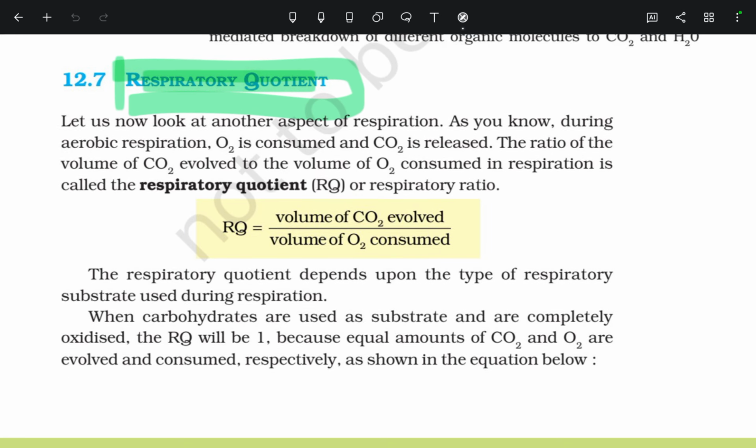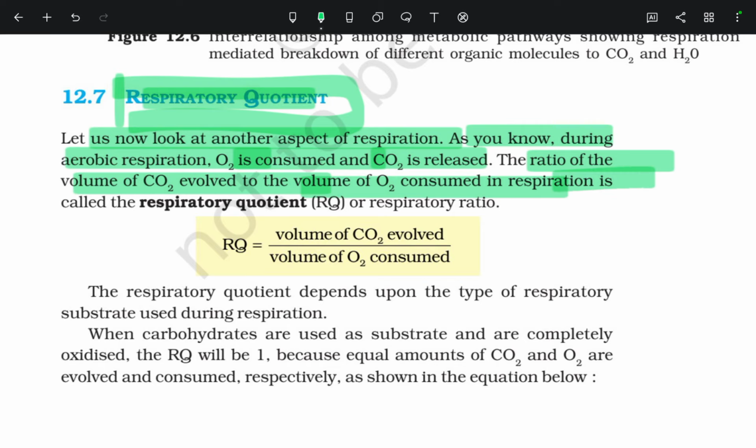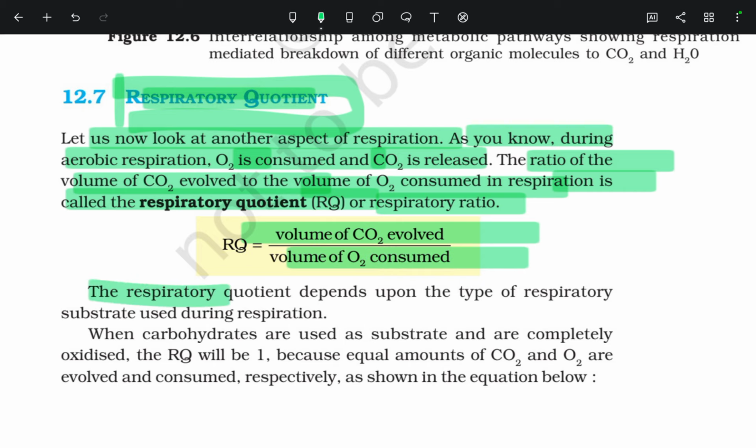So let us now look at another aspect of respiration. As you know, during aerobic respiration, oxygen is consumed and CO2 is released. The ratio of the volume of CO2 evolved to the volume of O2 consumed in respiration is called the respiratory quotient or respiratory ratio. The respiratory quotient depends upon the type of respiratory substrate used during respiration.